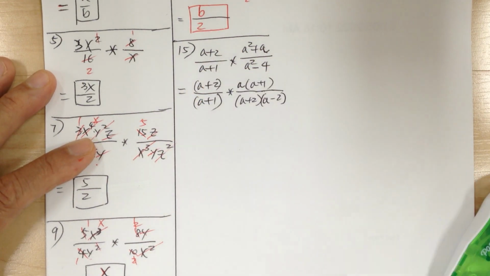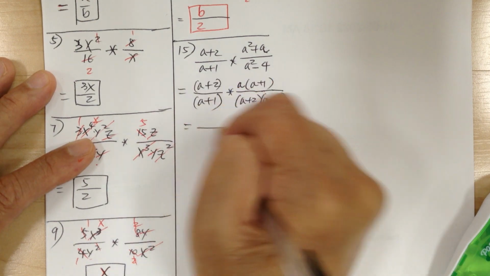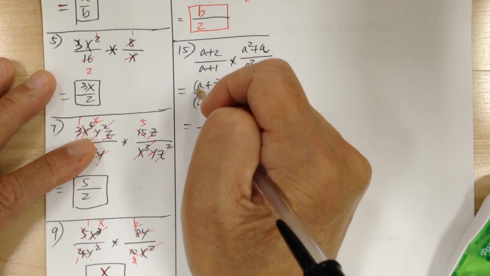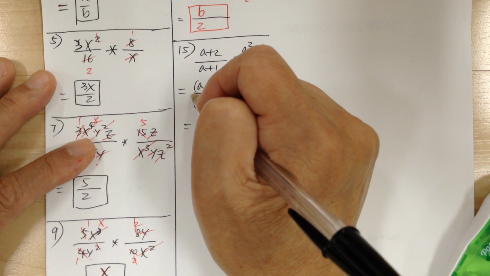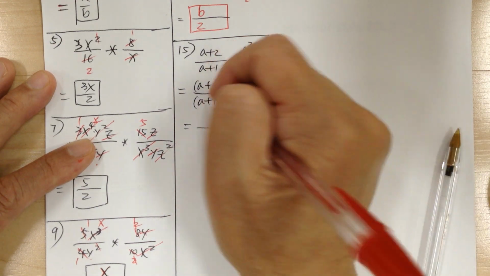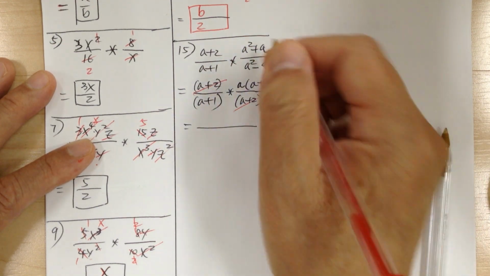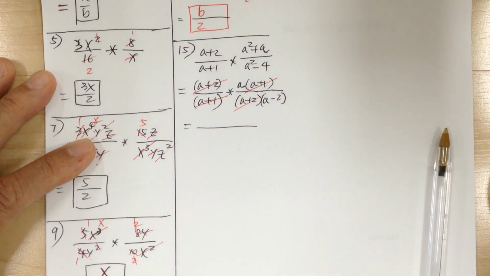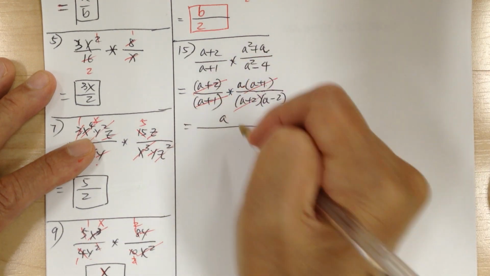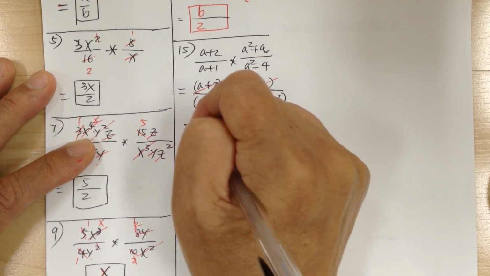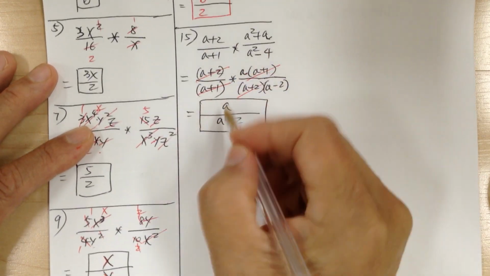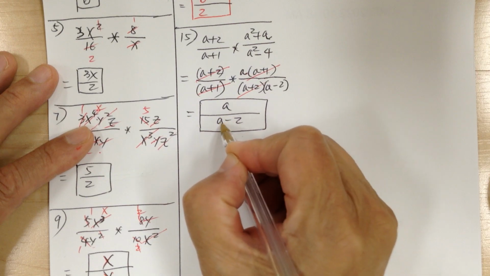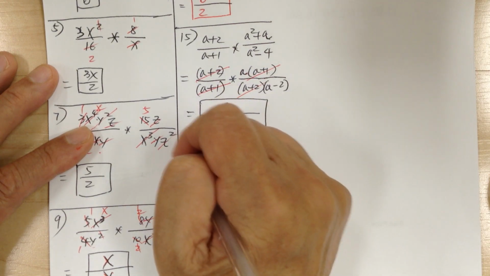This one has no number, so just start from here and go down the list. So a plus 2 cancels with a plus 2. The a has nothing to cancel. A plus 1 cancels with a plus 1. So your final answer would be a over a minus 2. Again, do not cancel this because these are terms. You cannot cancel terms.